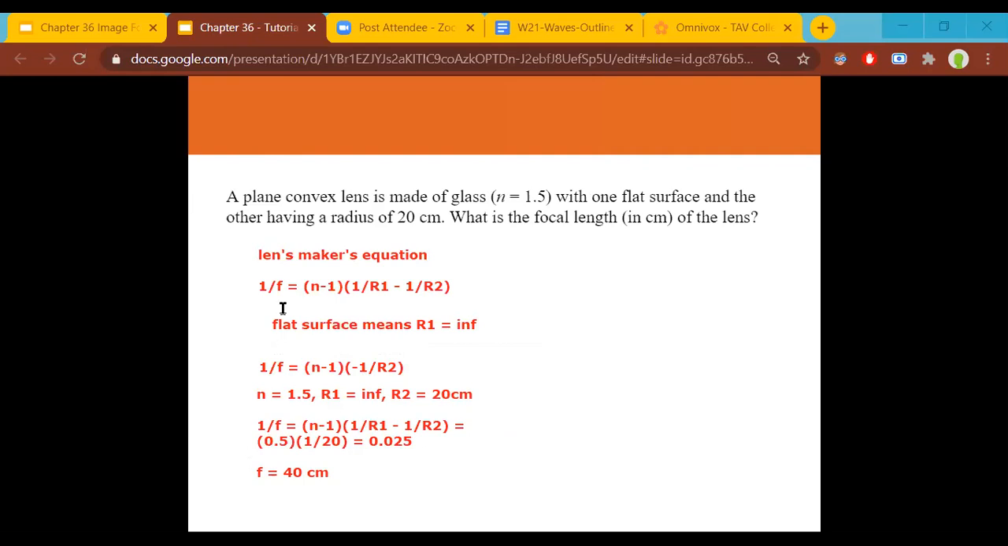which in this case, actually, because there's a negative sign, you should end up with a focal length of negative 40 centimeters. That just means that the focal length is actually on the same side. A negative focal length means that the focal point is on the same side as the object, so it will be on the left side of the lens, not the right side.